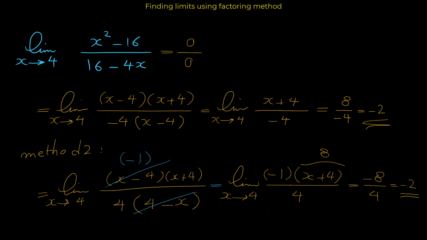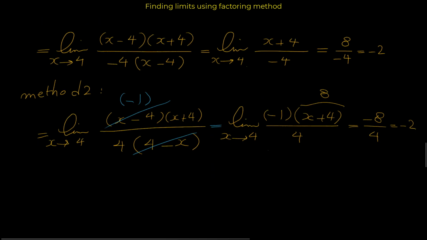Compare these two answers. They are exactly the same. So it's completely up to you which method you prefer. Maybe you prefer to factor negative 4 and continue like this, or maybe you prefer only 4, but when you factor 4, you have to pay attention: x minus 4 is the negative of 4 minus x, so when you cancel them, don't forget to put a negative in the top or the bottom. And as you can see, the answers are the same. Of course, they should be.